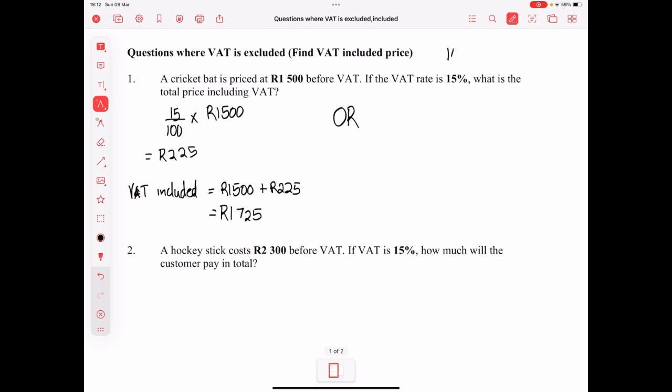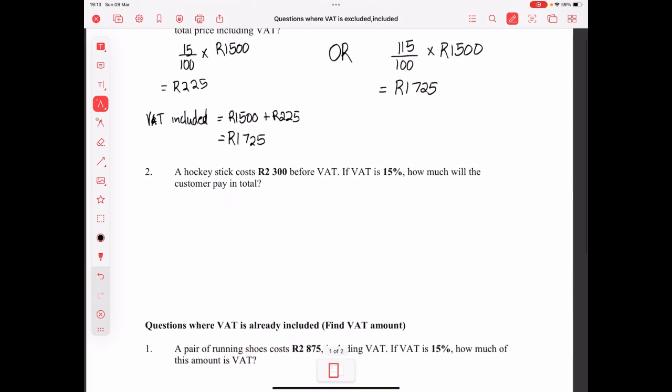Or you could do 100. So basically VAT is going to be 100 plus 15%, which will give you 115%. So here we're going to work out 115%, which is 115 over 100 times 1,500. And that would give you the amount immediately, 1,725. So you choose the method you prefer. Okay, let's look at the next one.